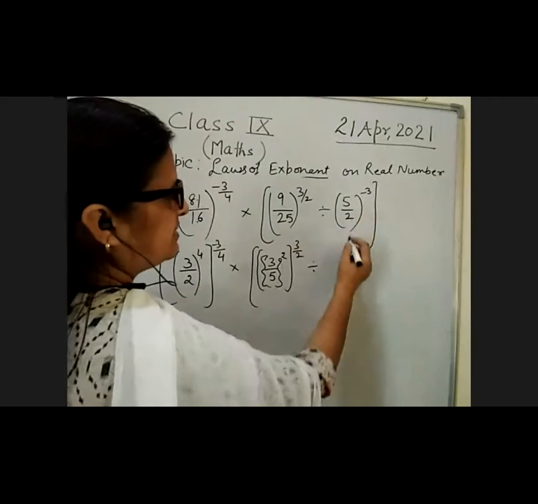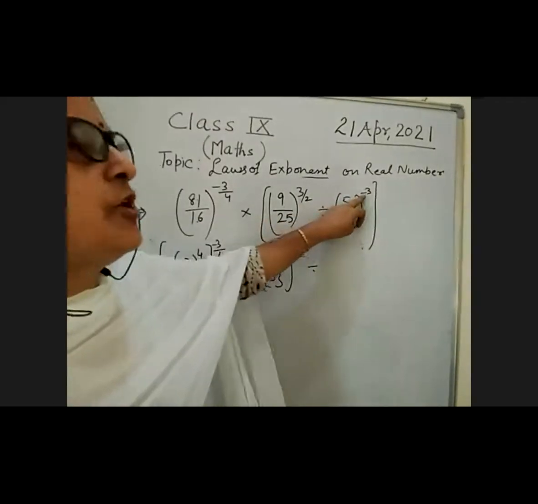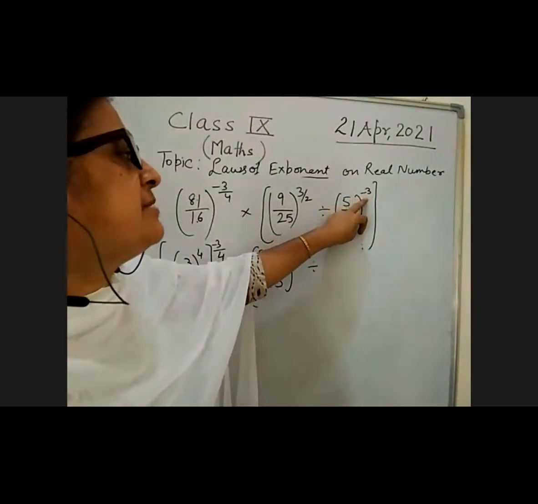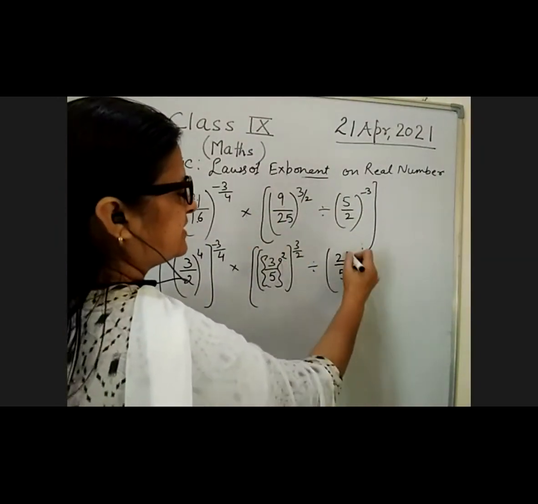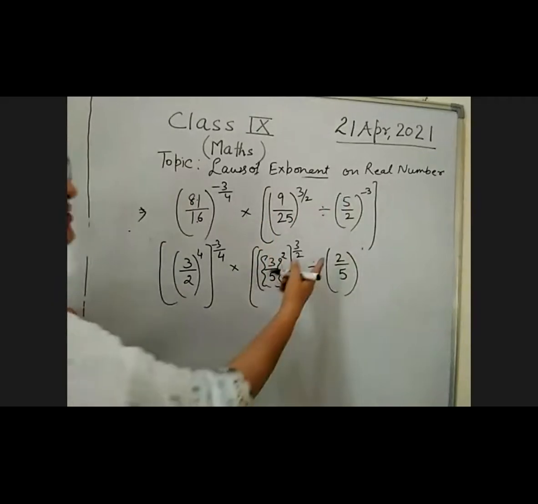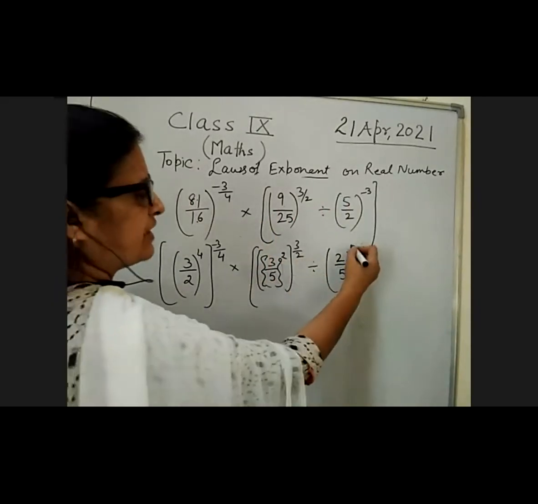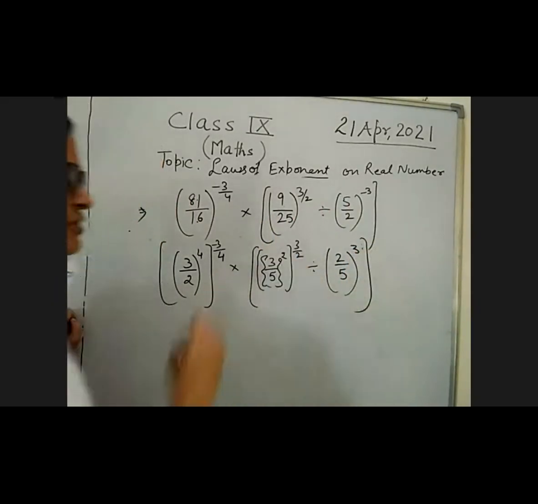Divided by, this power is given in the negative form. So when the power is given in the negative form, you will first take the reciprocal of 5 by 2. It is equal to 2 upon 5 and the power becomes positive. Now it is clear to you.